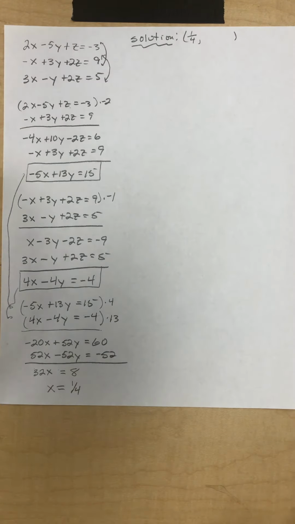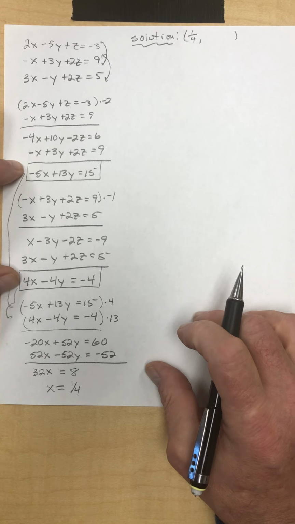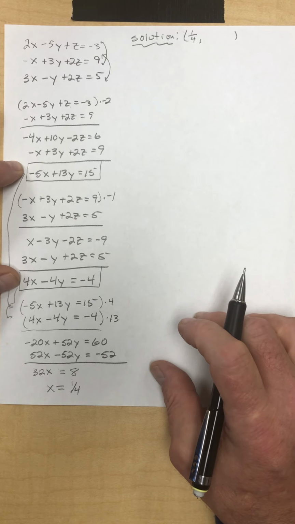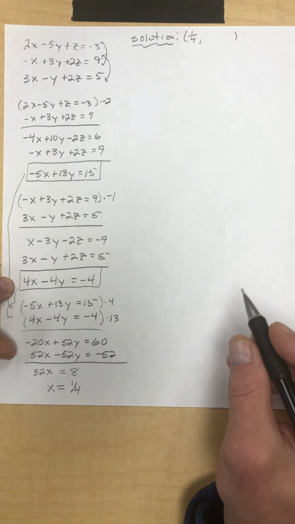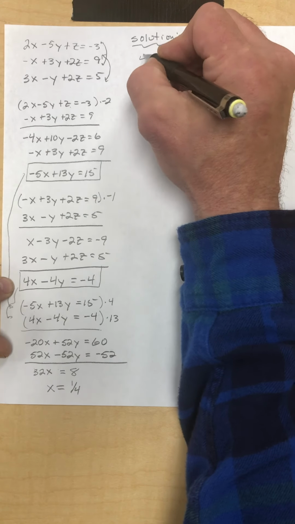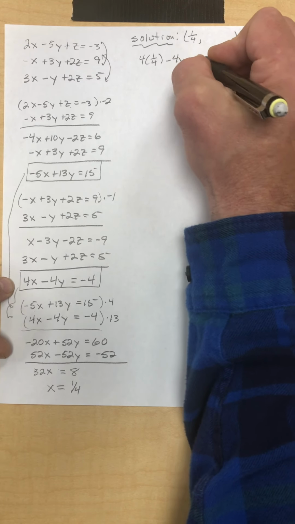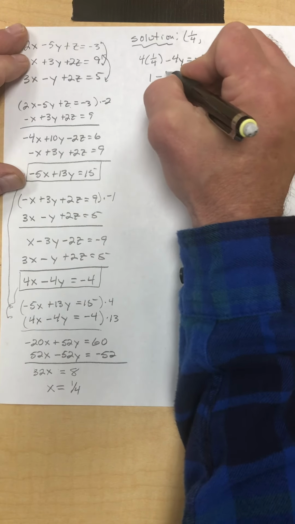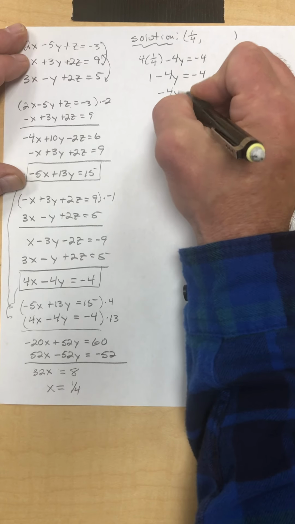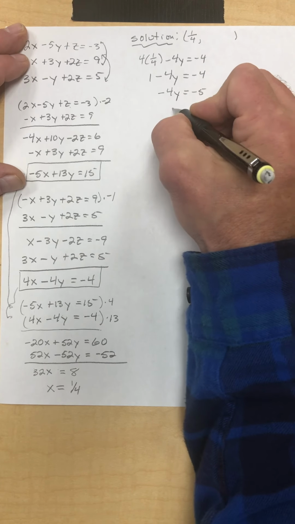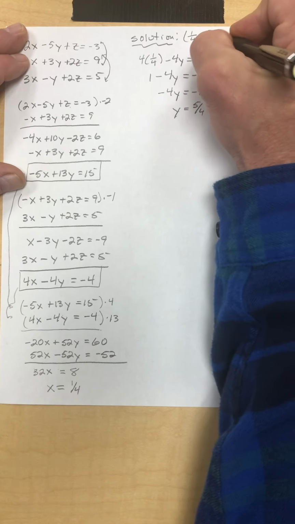All right, so I'm going to find my y coordinate now, so I have to go back to either this equation or this equation and substitute 1/4 in for x. So clearly I'm going to go to this one right here, because when I substitute in 4 times 1/4, it cancels the 4's off. So I get 4 times 1/4 minus 4y equals negative 4. So I get 1 minus 4y equals negative 4. Subtracting 1 from both sides, I get negative 4y equals negative 5. And then dividing, I get y equals positive 5/4. So my y coordinate is 5/4.